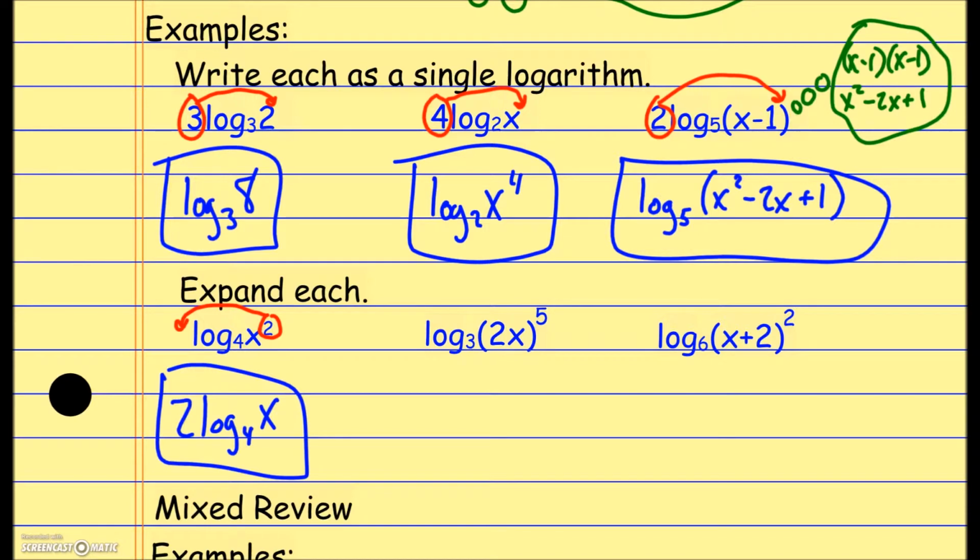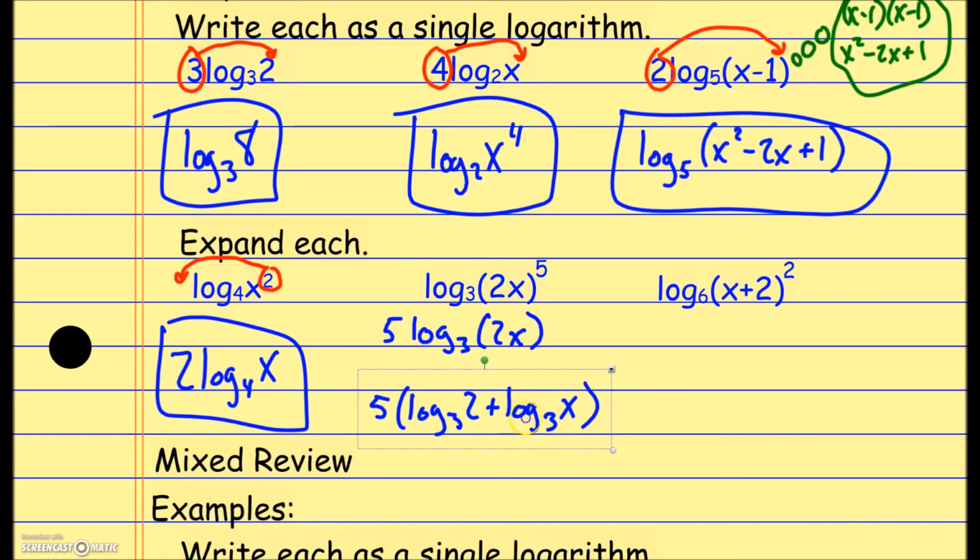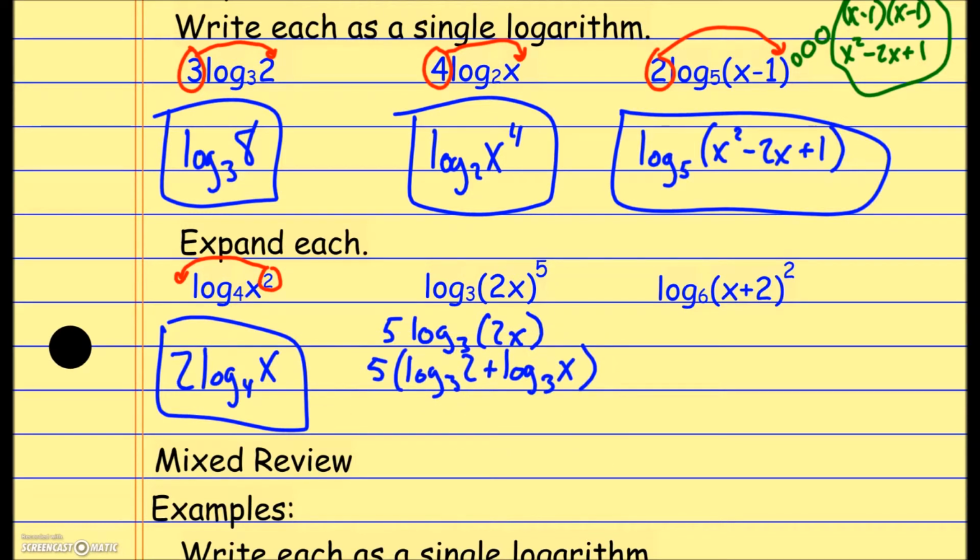Okay. Same thing here. I would bring this guy out front. That would be a 5 log base 3 of 2x. And now from here, I could expand this further because I have multiplication. That would be a 5 and then a log base 3 of 2 plus a log base 3 of x. And then from here, what you could do is you could distribute this thing if you wanted, all right? And you could rewrite this as 5 log base 3 of 2 plus 5 log base 3 of x, okay? And either one of those answers would be acceptable in my book.